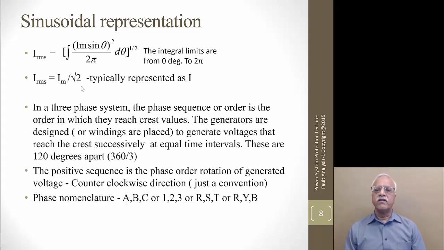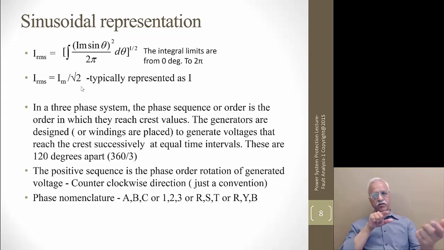In a three-phase system, the phase sequence is the order in which the phases reach their crest values. Suppose I am an observer looking at the system rotating from my side, and you see that it is rotating in the counterclockwise direction. When first A goes to the peak, then B comes to the peak, and then C comes to the peak, it is called ABC. From my side, when I look at it, it is going in this direction, A, B, and C, and the crest values come in one after another: first A, then B, and then C. That is how these are represented. We call it a positive sequence.